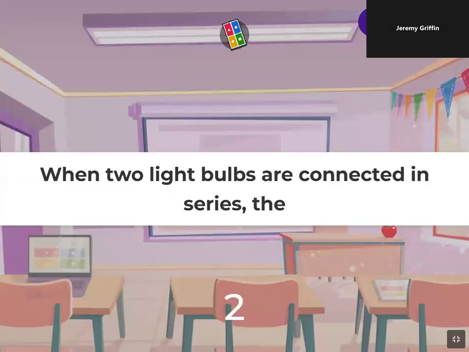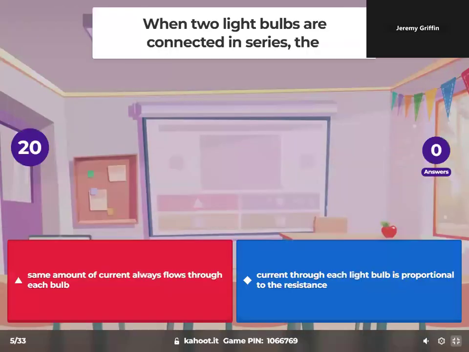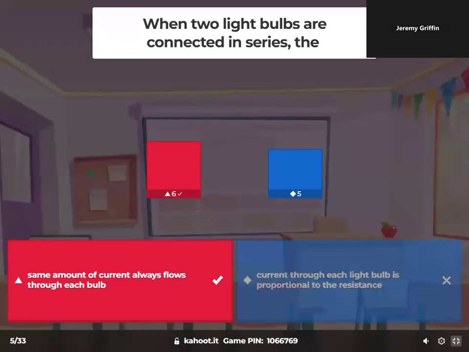When two bulbs are connected in series, is it the same current always through each bulb, or is the current proportional to the resistance? For a series setup, two bulbs in series, it's always the same current through each bulb. Even if the resistors are different, it's always the same current.